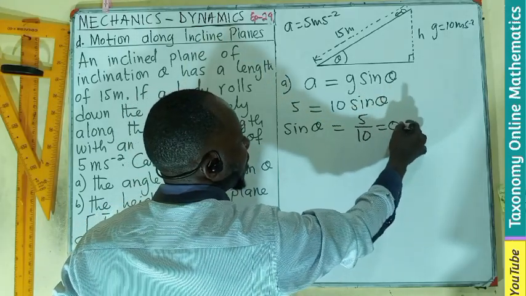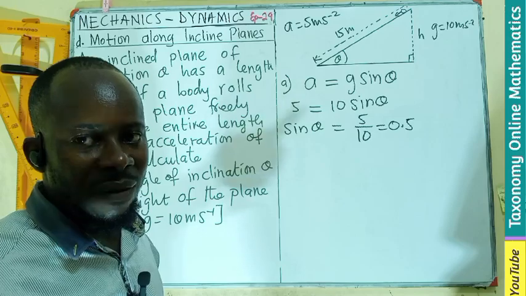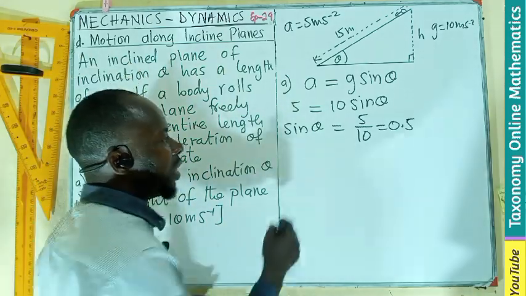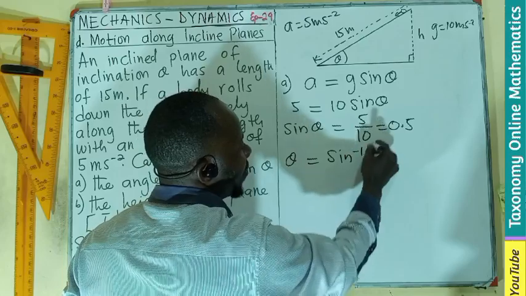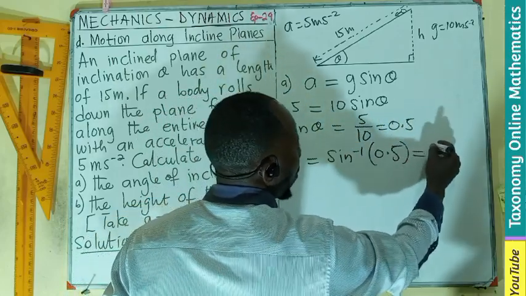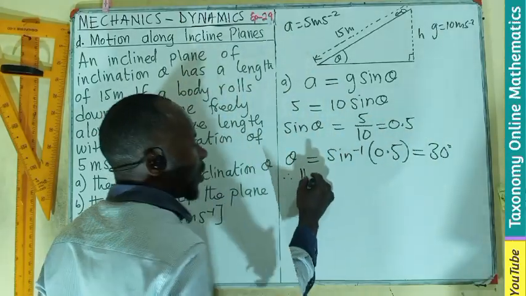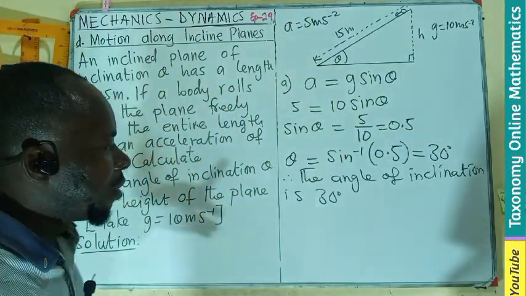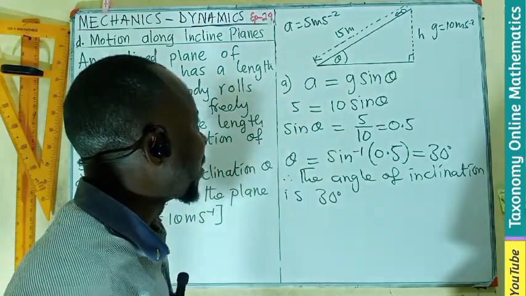Which is 0.5. But we are not looking for the sine of the angle. We need the angle itself. Therefore, theta will be equal to the sine inverse of 0.5. And I think by recall, that will give you 30 degrees. So therefore, the angle of inclination becomes 30 degrees from this section.